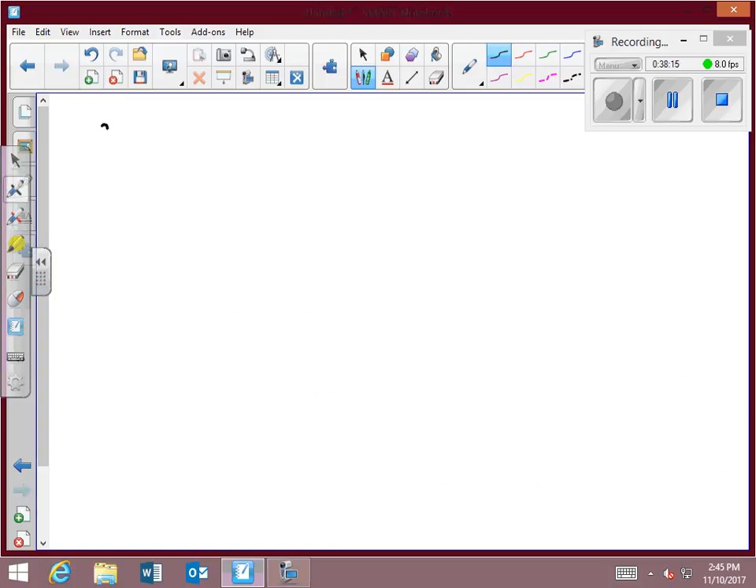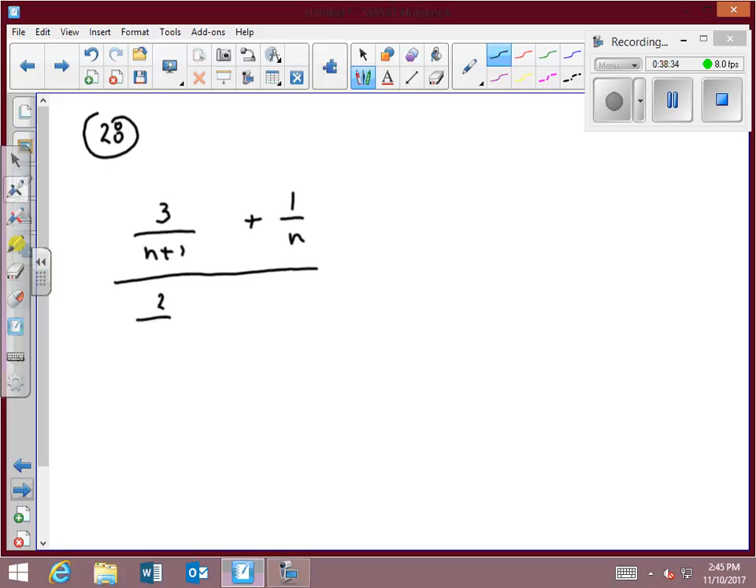Okay, I'm going to do 28. Says 3 over n plus 1 plus 1 over n, 2 over n plus 1 plus 3 over n. What is the least common denominator of all denominators? N. Is there something else? And n plus 1, isn't there? So you have to have that one, and you got to have that one.